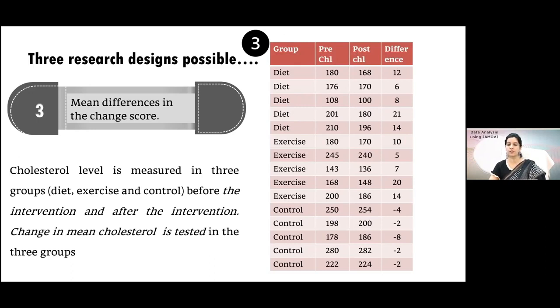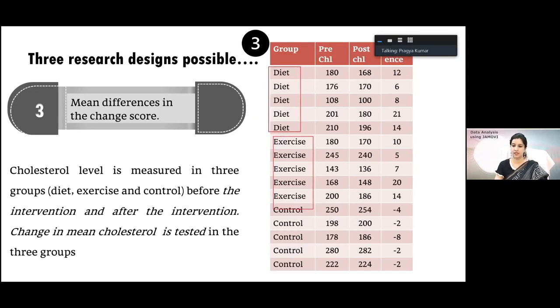So if you want to see whether there is a change in the mean score between these 3 groups, again, between the diet group, exercise, and this control, in this case we will be doing this difference. So we are going to compare the change score, this change score, this one, and then control. So these 3 we are going to test. Then also we can apply one-way ANOVA.